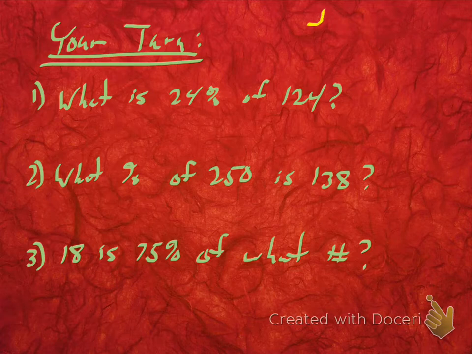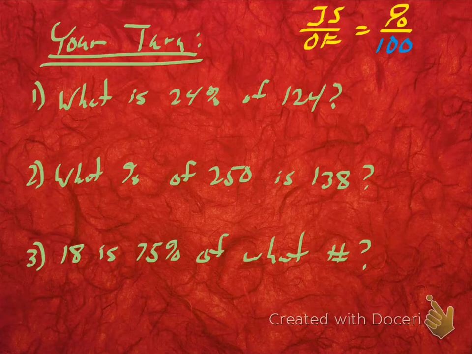Okay, it's is over of equals percent over, and again, the 100 always goes underneath the percent. That will never be the variable. It's always going to be one of those yellow ones that's the variable. So go ahead, pause the video, and solve these 3 questions. As soon as you're done, hit resume, and we'll make sure you get the right answers.